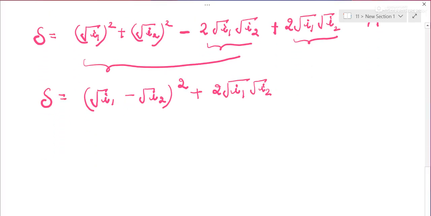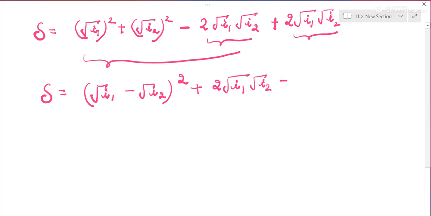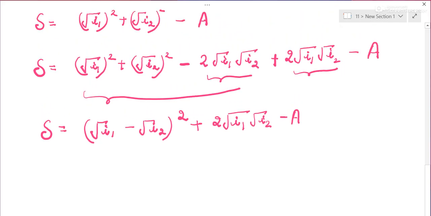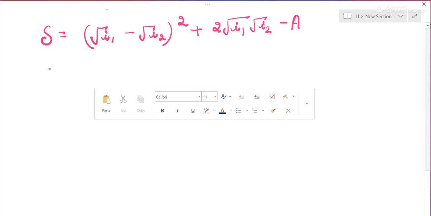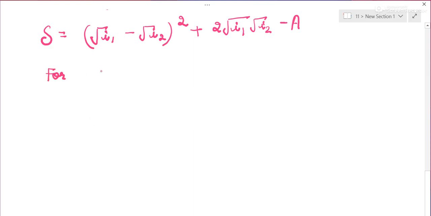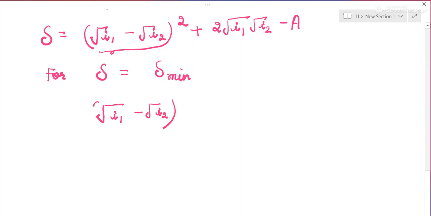Now for delta to be minimum, see, minus A is also there. So this is the final equation that I've got. Now for angle of deviation to be minimum, this quantity should be 0. Others cannot be 0, this should be 0. Right? So you will write root I1 minus root I2 whole square should be 0.